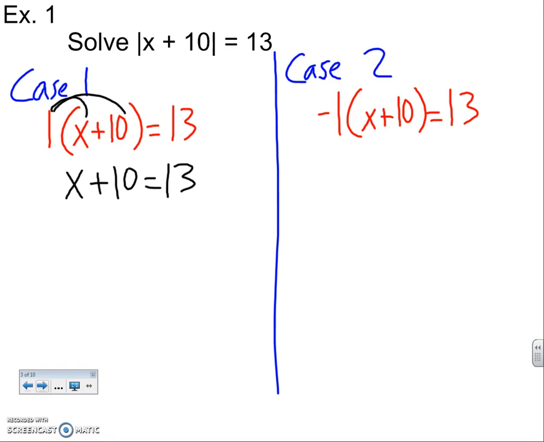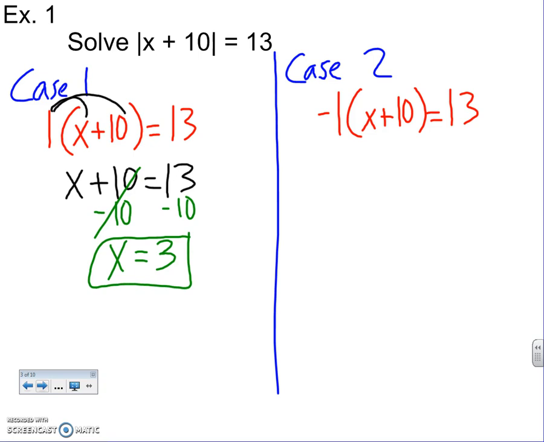So we prepare the problem, step 0. Step 1 is get the letter on one side. X is on the left, that's fine, skip that. Step 2 is add or subtract first. We have to subtract this 10. So x equals 3. X is already by itself, that is the answer. So I'll just leave that there for now.